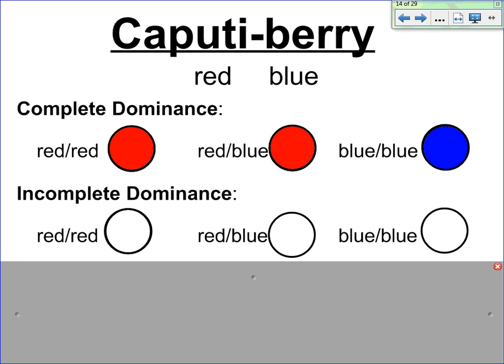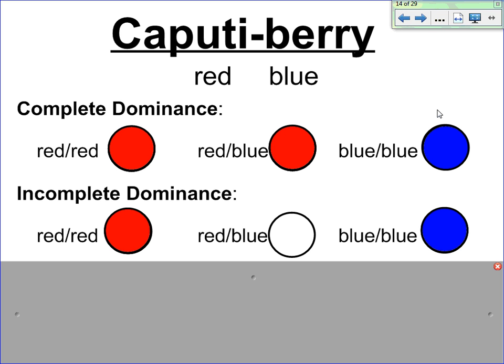Just like before, if you had a red allele from one parent and a red allele from the other, you would still expect to get a red berry. And likewise, if you had a blue allele from one parent and a blue allele from the other parent, we'd still expect to have a blue berry, a blue Caputi.